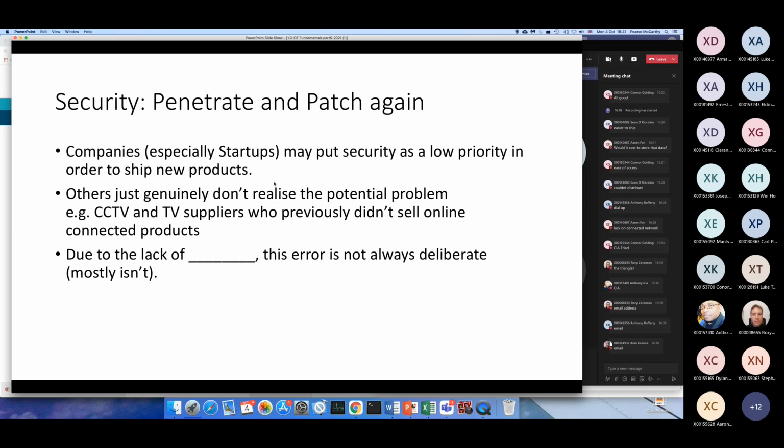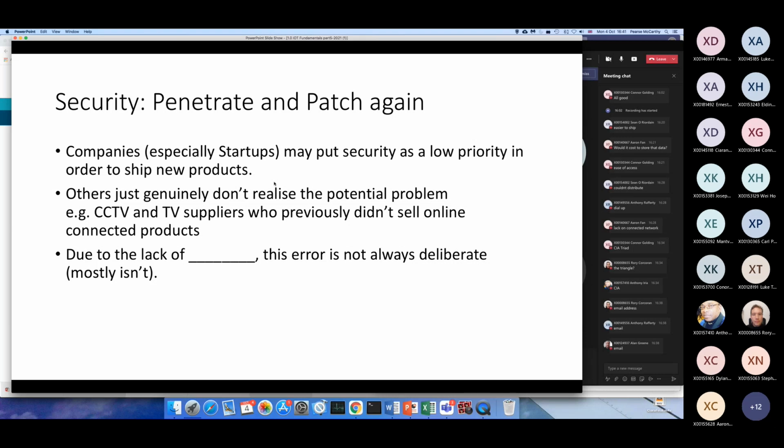A lot of people don't genuinely realize this is a potential problem. A lot of people don't deliberately go out to say, I'll put this out here and I don't care about security. They don't realize that it could be a problem. But if you're building products based on standards, OSs, connectivity, you are creating a problem if you don't take security seriously.